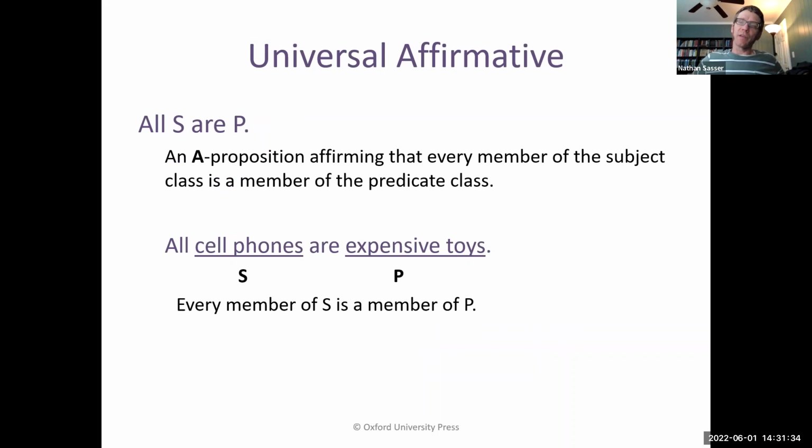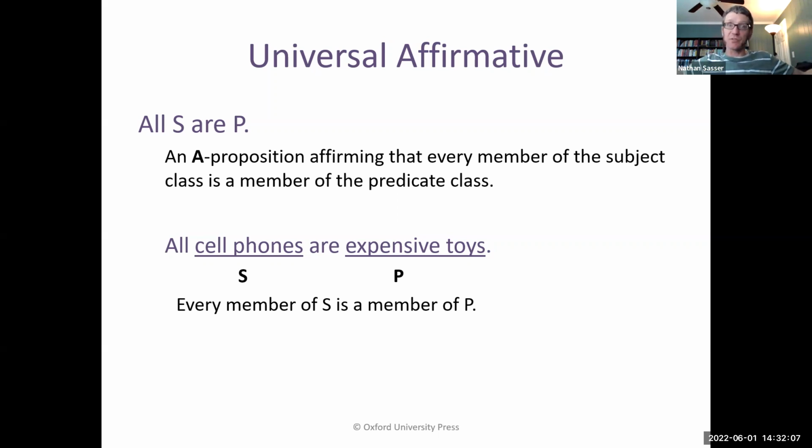Okay, so let's walk slowly through each of those 4 different standard forms. First of all, you've got the universal affirmative categorical proposition. This is your A-type proposition. It says all S are P, saying all the members of the S group also belong to the P group. So if I say all cell phones are expensive toys, the subject class is cell phones, the predicate term is expensive toys, and we're saying that every member of the S group is also a member of the P group.